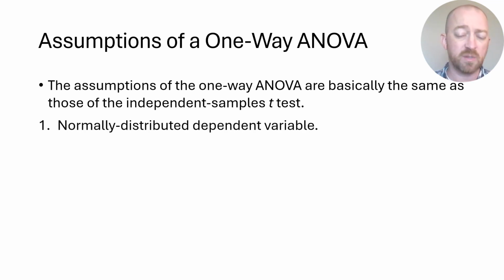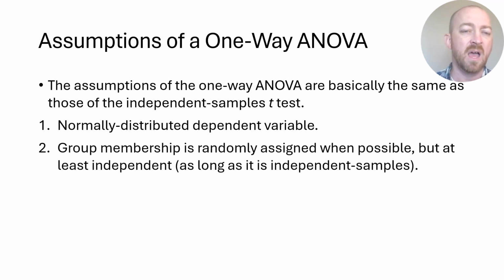A normally distributed dependent variable, in other words, the dependent variable, as long as that is the continuous measure that you're using, should be relatively normally distributed. Now, of course, there are formal tests to determine whether it is normally distributed, a little beyond what we're going to do here. We also assume, or this test assumes, that group membership was randomly assigned.